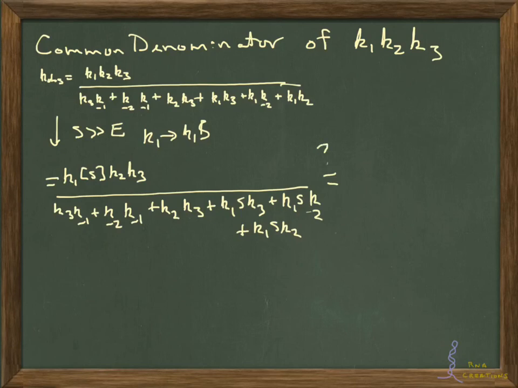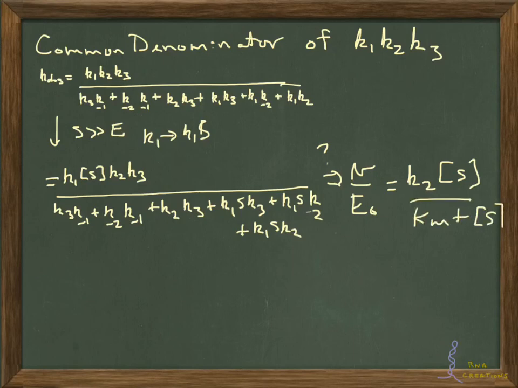to V over E naught, which is K2 times S over Km plus S. And you can ask, where is Vmax and where is Km in all of this? And I went through and did that.